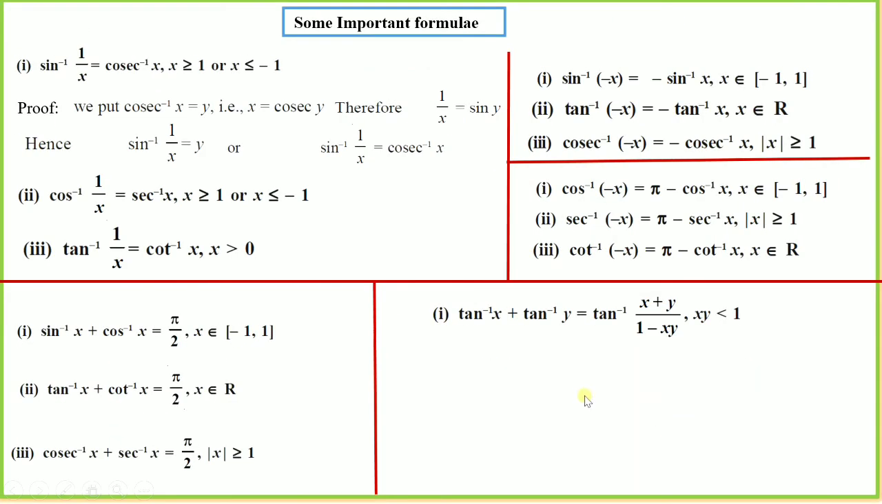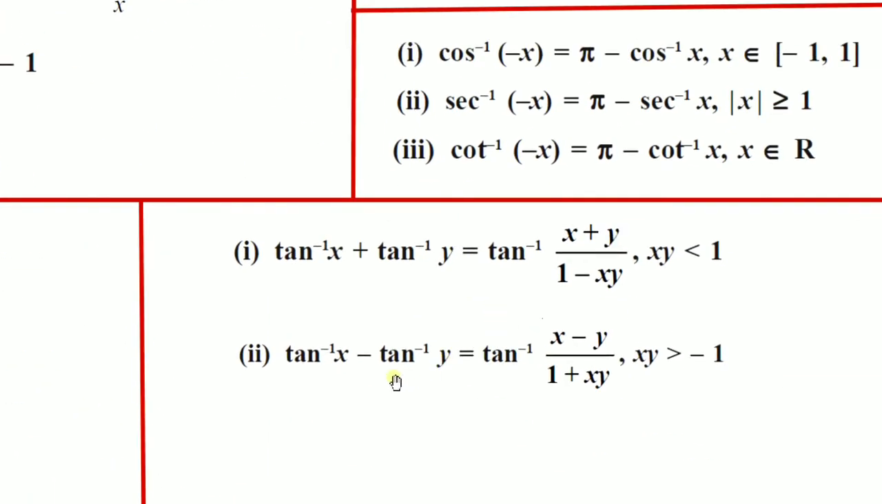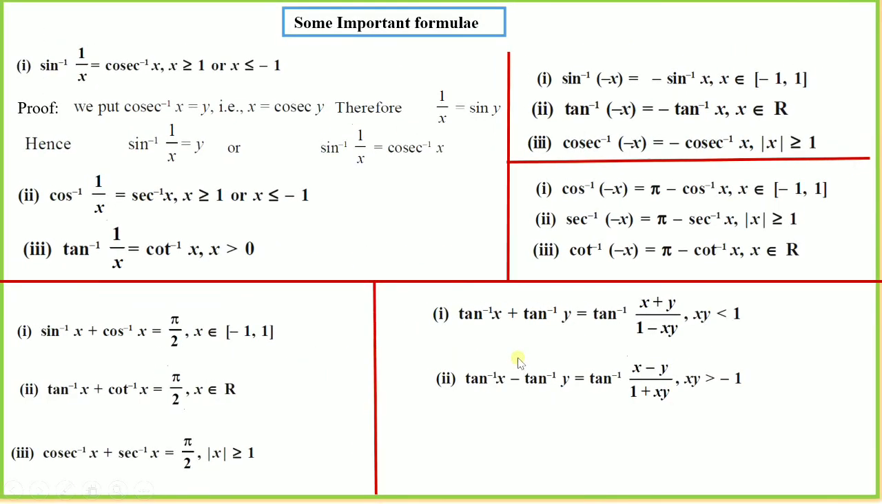Okay, next is tan inverse x minus tan inverse y. This is also something like tan(A minus B). What was that? Tan A minus tan B upon 1 plus tan A tan B. Same thing here: tan inverse x minus tan inverse y is equal to tan inverse of x minus y upon 1 plus xy. Then the third formula is also something like that, tan 2 theta.